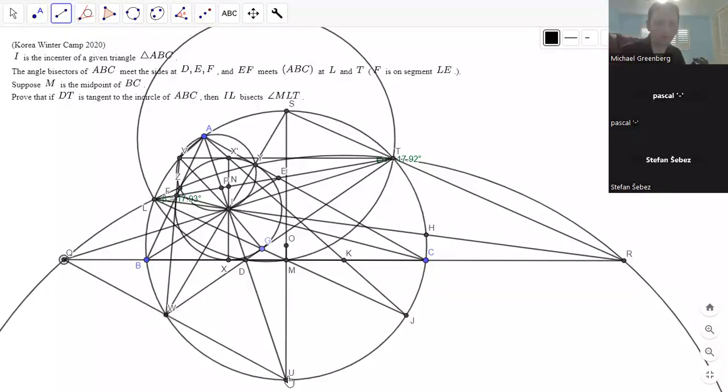Q, W and U might be collinear also. Maybe even AV and Q are collinear. Yeah, so a lot going on here.